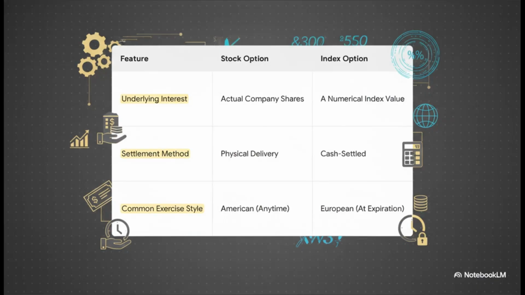All right, let's pull this all together. With a stock option, you're betting on actual company shares. They get physically delivered to your account, and you can usually exercise them anytime. With an index option, you're betting on a number. It settles in cash, and you can typically only exercise on that one final day. Getting these differences straight is absolutely fundamental to using them the right way.